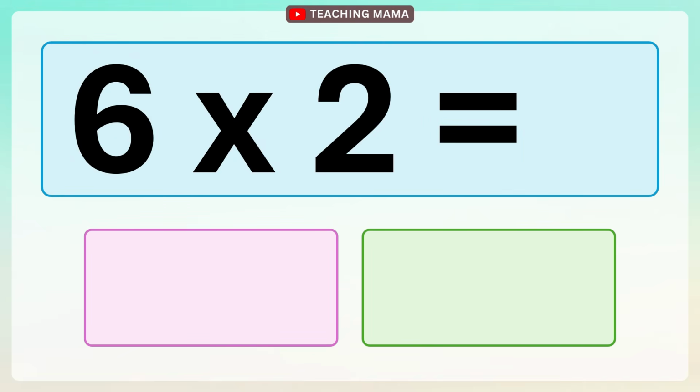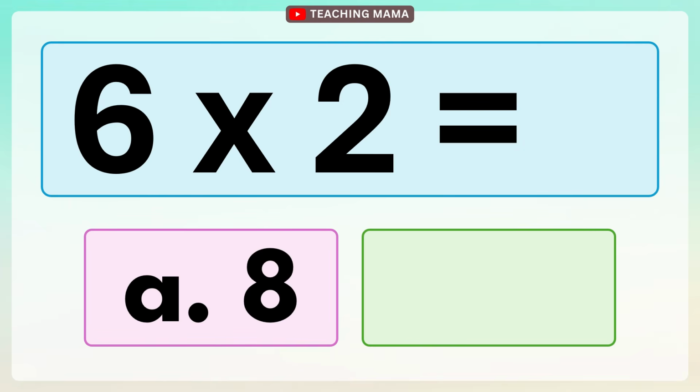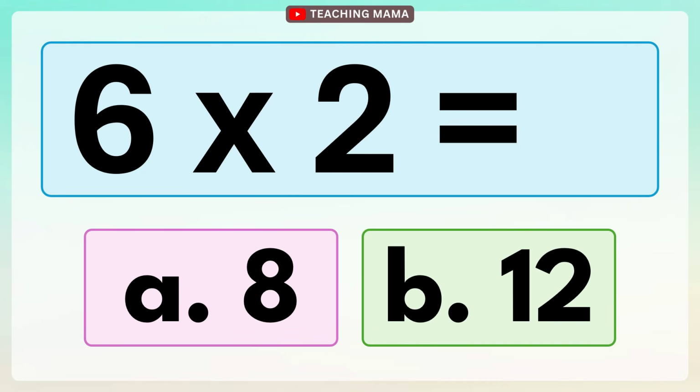6 times 2 equals A. 8 B. 12. What is the answer?